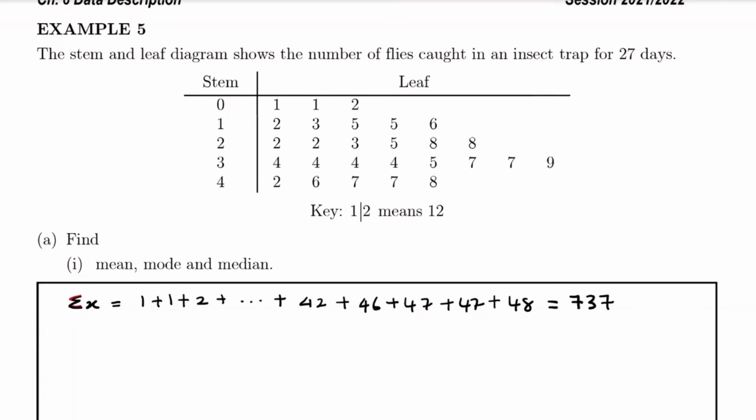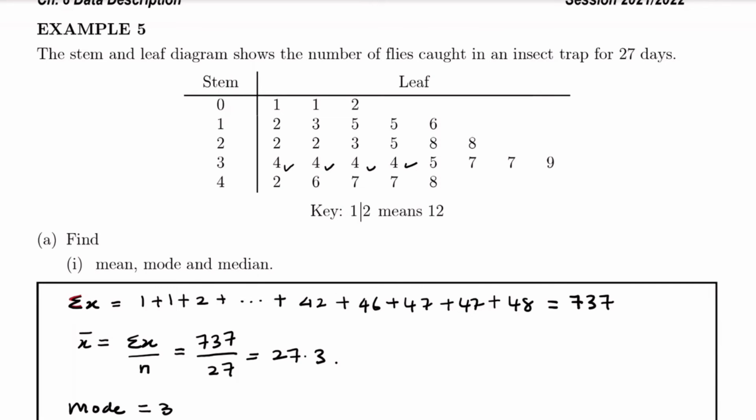To find the mean, we use this formula: total of x over the number of days that we have. So 737 over 27 is 27.3 as our mean. For the mode, we pick the most frequent data, which in this case is 34, repeated 4 times. So that's our mode.